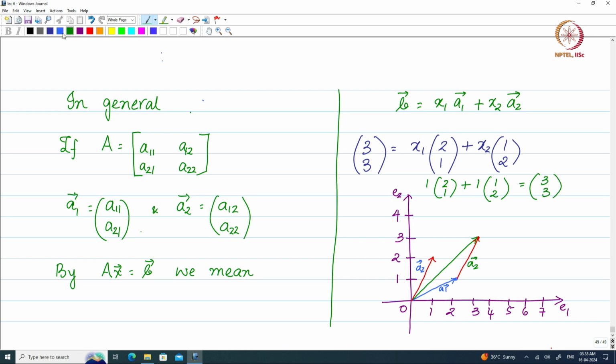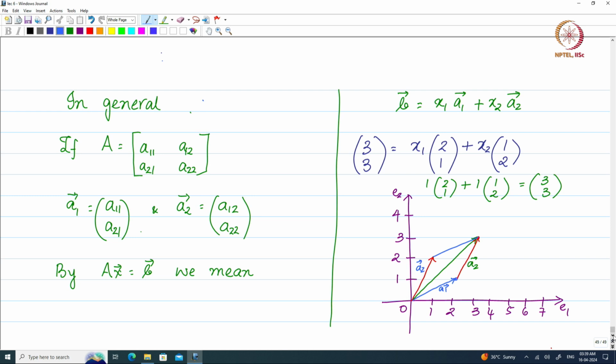So what it says is, if you are able to find at least one value for the scalars x1 and x2, then we say that the system is consistent and that a solution exists. That means the right hand side vector b can be expressed as a linear combination of the column vectors of the matrix A, right.